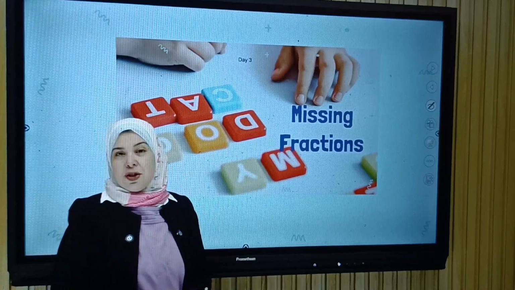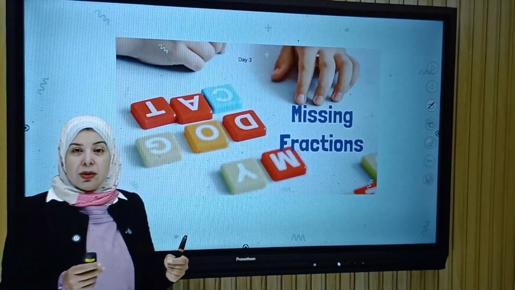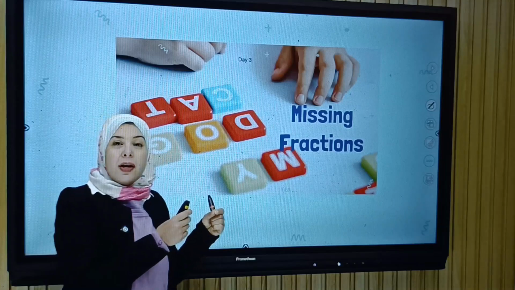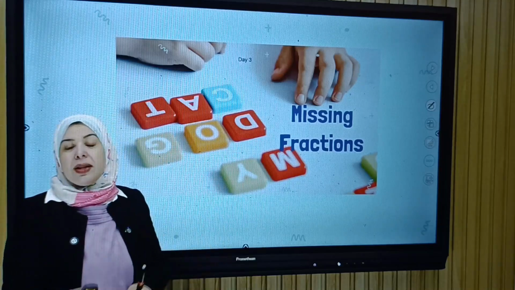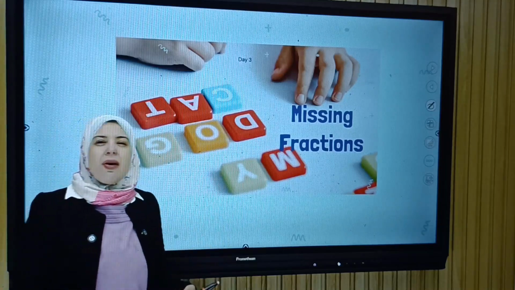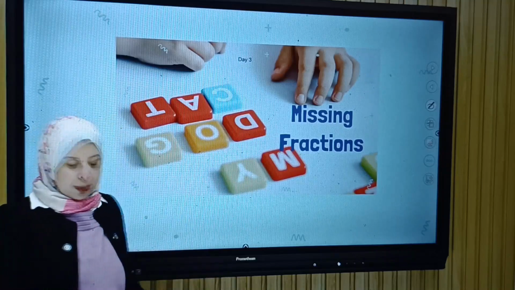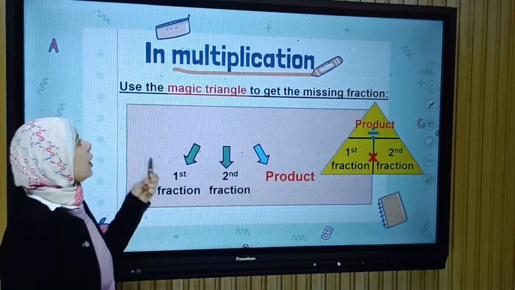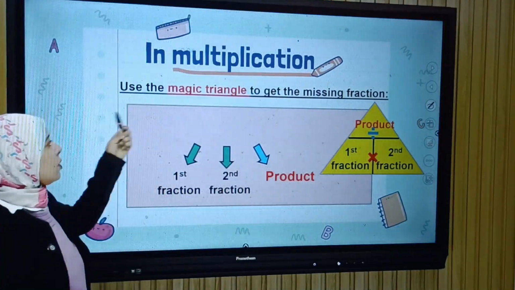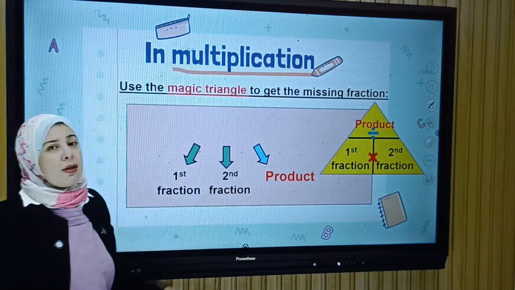To find the missing fraction? When we have a product, it means I am going to multiply fraction by fraction to get the product. So what if I have a missing part in this operation? How to get the missing part? In multiplication, use the magic triangle to get the missing fraction.